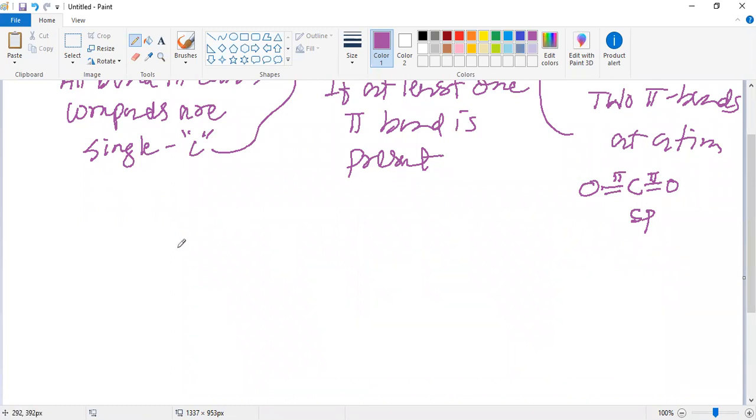bond. So my dear students, you are aware that in methane, all the bonds are single bonds, and all these bonds are known as the sigma bonds. These are all sigma bonds, and these sigma bonds are formed by using the various types of hybrid orbitals.